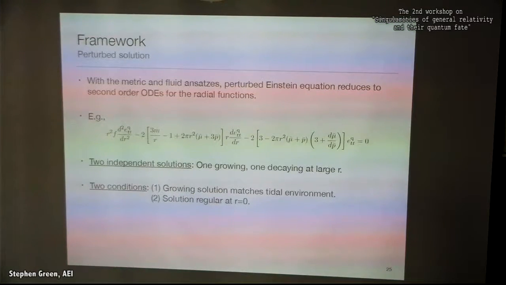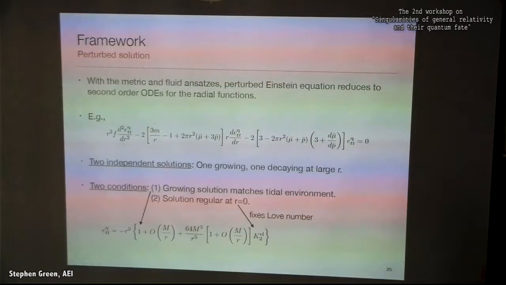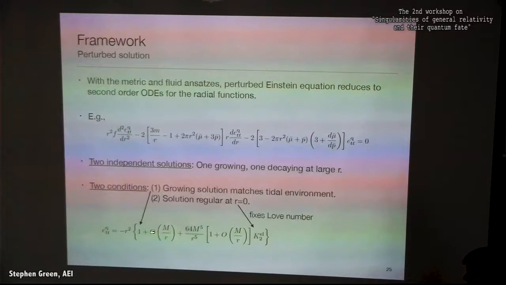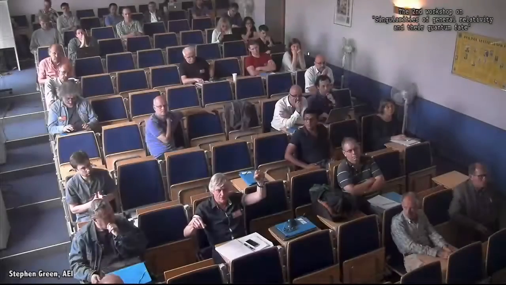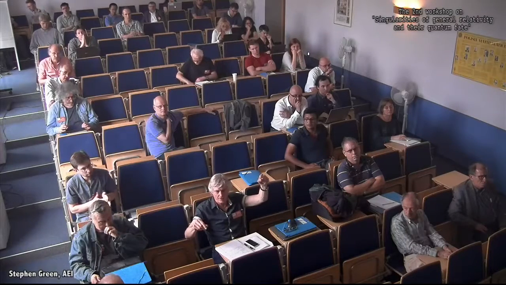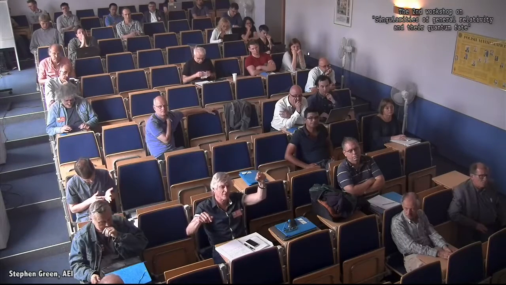So if we solve the equation subject to that it matches the tidal environment and that we have regular solutions at r equals 0, that then fixes the solution. It fixes a unique solution, and then we can just extract the Love number by looking at the coefficient of the decaying part. So why wouldn't the correct solution be one that is well behaved at 0 and also at infinity, rather than growing? Yeah, because that would be a combination of those two solutions.